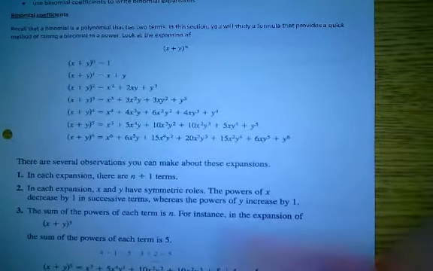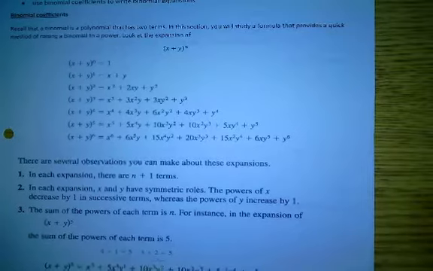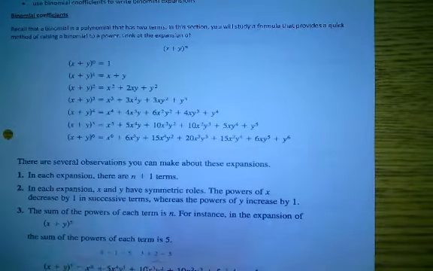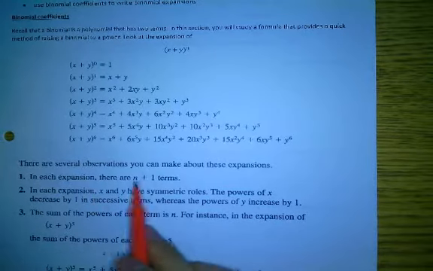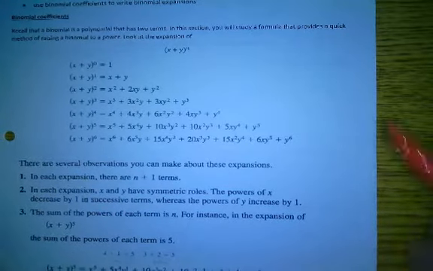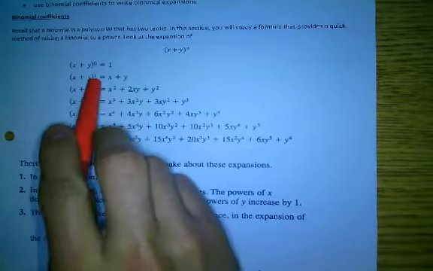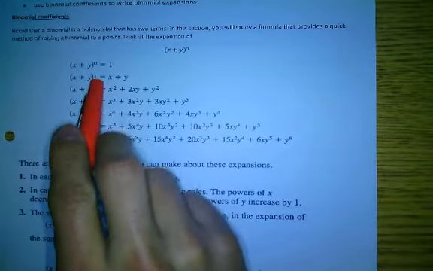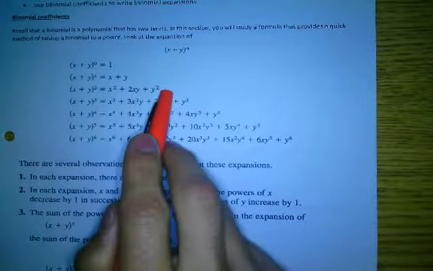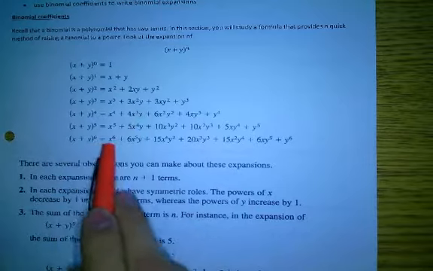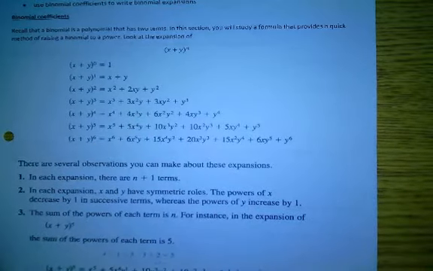Alright. Okay, so first of all, we're just going to take a look at this and see if you observe anything. I actually wrote down some of the observations that I wanted you to make on your own. But the very first thing to notice is that in each expansion there are n plus 1 terms. So what I mean by that is take a look, for example, at x plus 1 to the first power. Well, the power is 1, but your answer has 2 terms. The power is 2, but you have 3 terms. The power is 6, but you're going to have 1, 2, 3, 4, 5, 6, 7 terms.